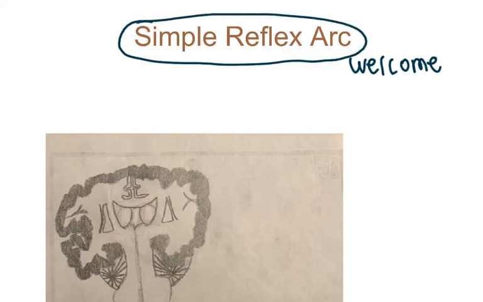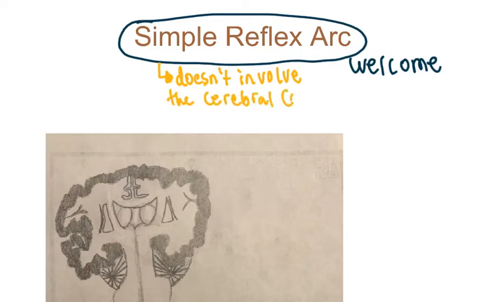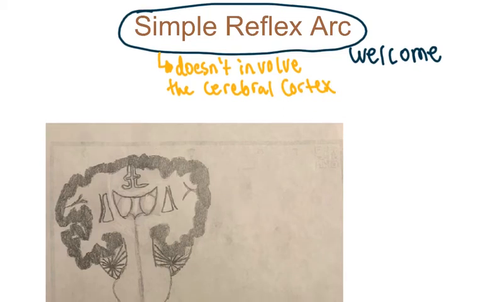So first things first, right? A reflex doesn't involve the higher order thinking of our brain parts, so it doesn't involve the cerebral cortex. Let me go and write this down and we'll talk about it more. It's so cool because you would think everything needs to be involved with the brain, right? But a reflex is so necessary.